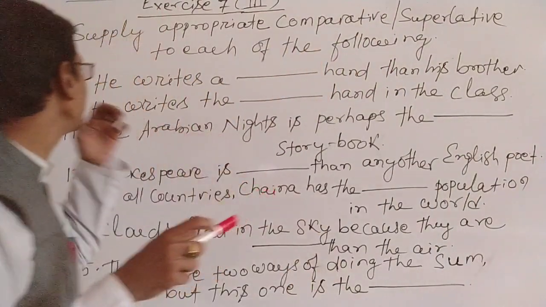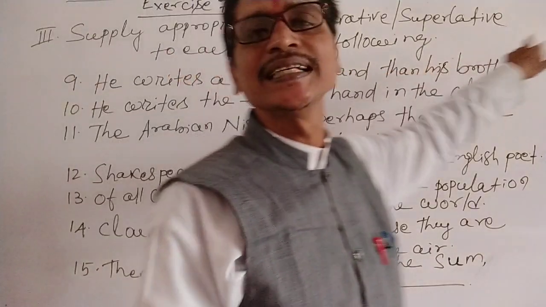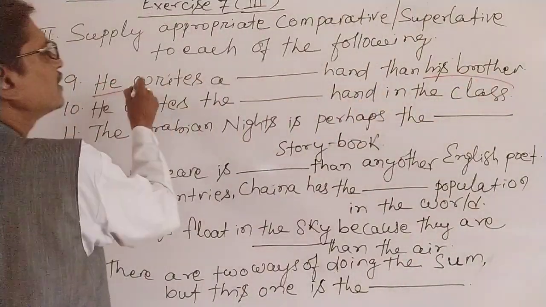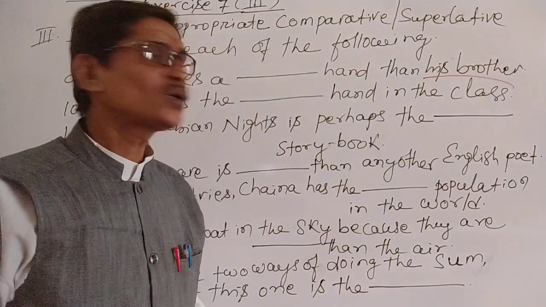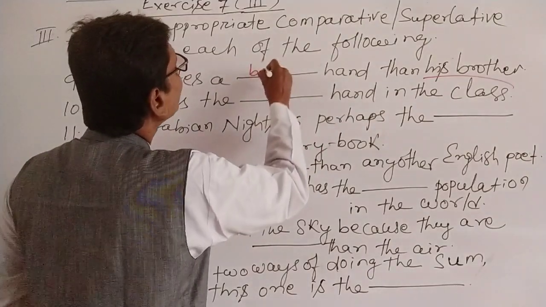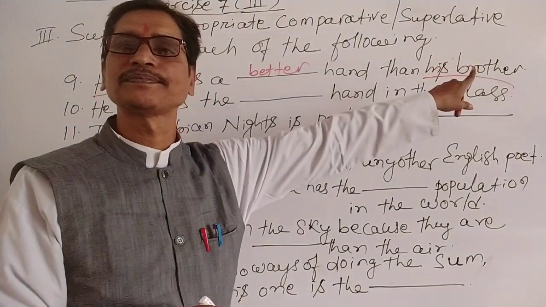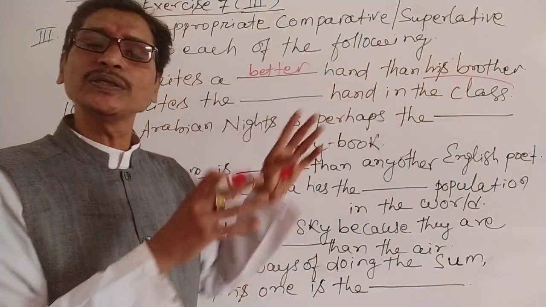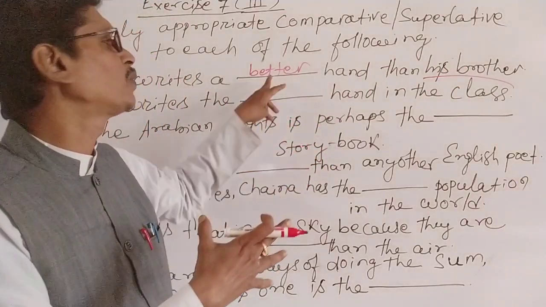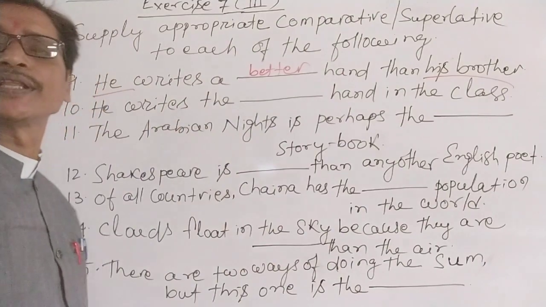So here you see the 9th sentence. He writes a dash hand than his brother. So here we are talking about his brother and their handwritings. So we can write, we are comparing between them. We can write the better. He writes a better hand than his brother. Understand? Okay? So because we took good as the adjective, we have used the comparative degree of good to compare between the handwritings of he and his brother.